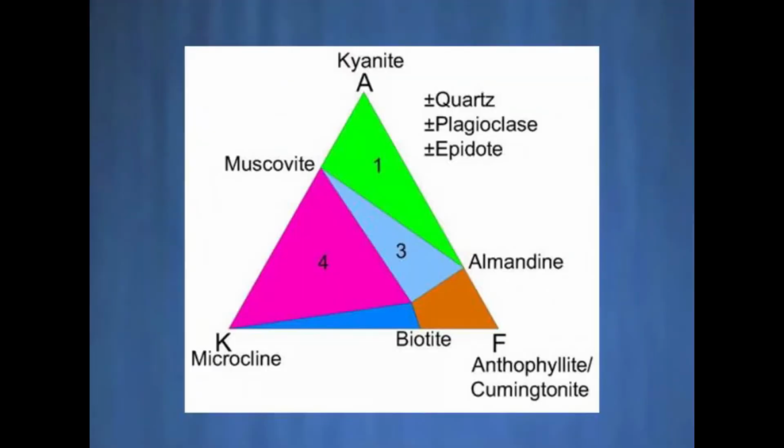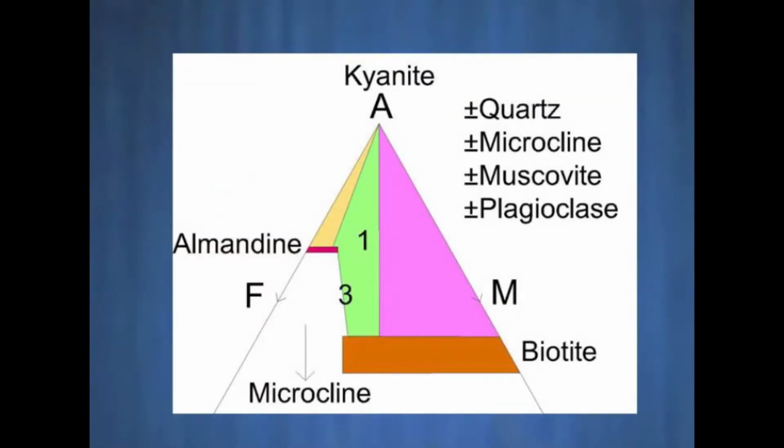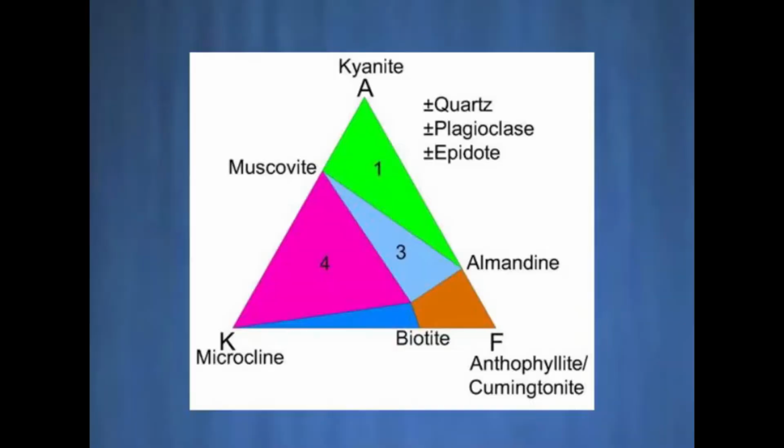The assemblages are: 1. Kyanite-almandine plus minus muscovite plus minus microcline plus minus plagioclase plus minus quartz, that is also known as kyanite-almandine schist. Second assemblage is kyanite, almandine, biotite, muscovite, microcline, plagioclase, quartz, also known as almandine biotite schist. Third is almandine, biotite, muscovite, microcline, plagioclase plus minus quartz, also known as almandine biotite schist.